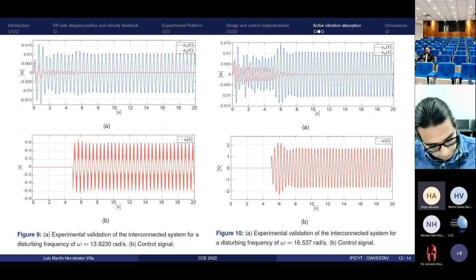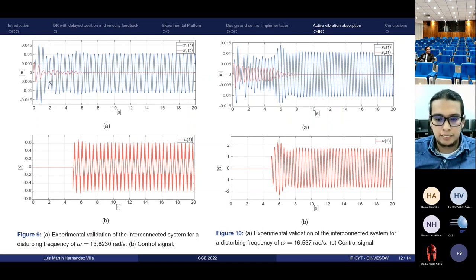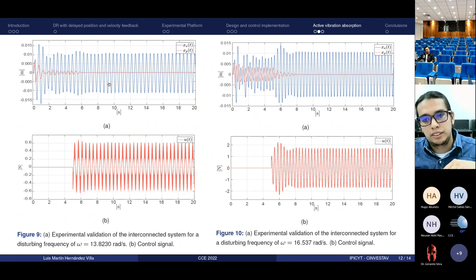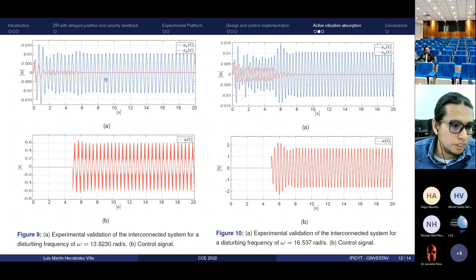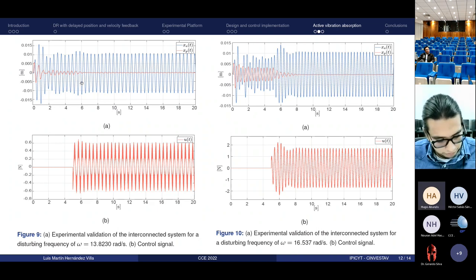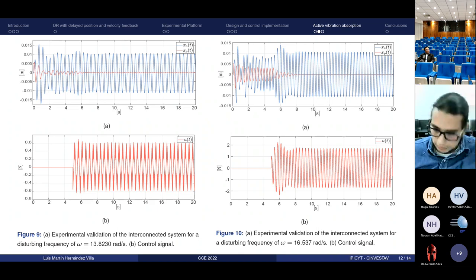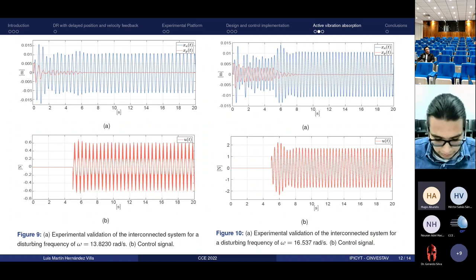You are exciting your primary system in resonance, isn't it? Yes, in the experiment for this frequency, shown in figure 9, we excited the primary system at the resonant frequency of the secondary system. Okay, and you get a very good absorption. Yes. But you can also get the same good absorption with a passive control scheme. Yes, actually, this was what we were obtaining.